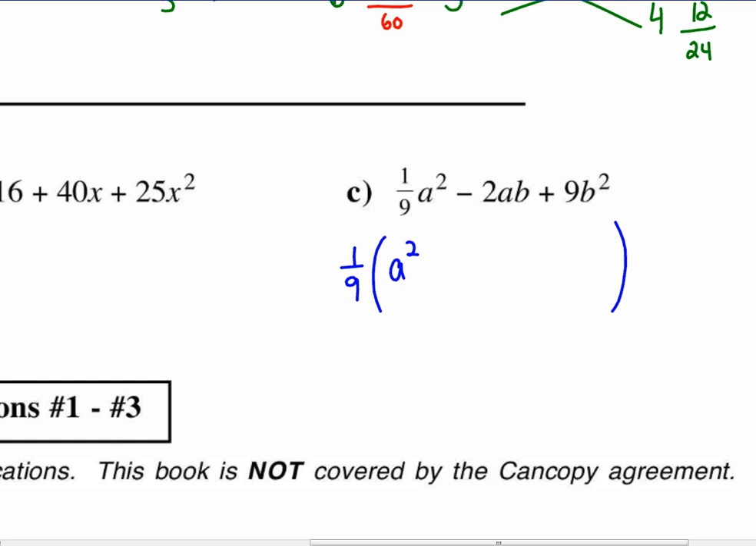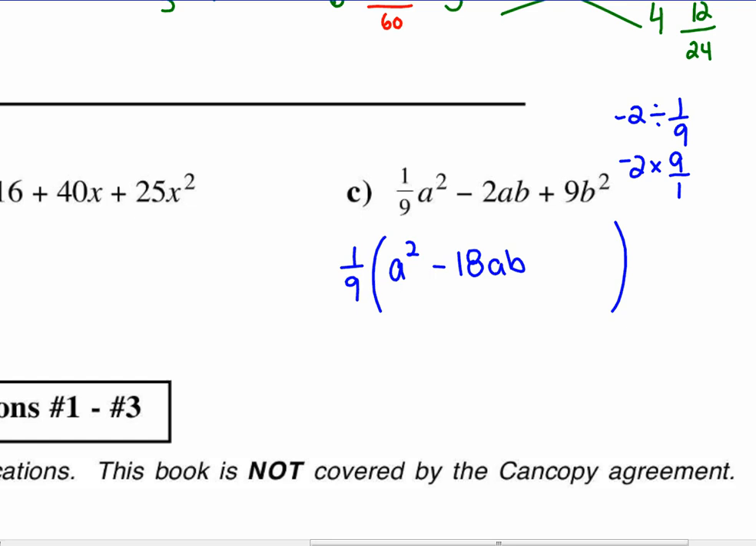Negative 2 divided by 1/9. Does anyone want to take a guess what that's going to turn into? It's going to become larger. If you're dividing by a fraction, it actually becomes a larger number. It turns into negative 18. When you take negative 2 and you divide it by 1/9, when you divide fractions, what do you do? Multiply by the reciprocal. And so that's why it turns into negative 18.